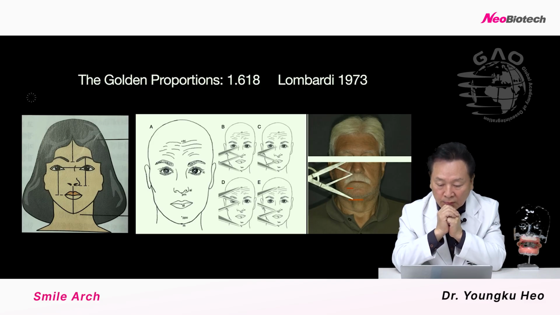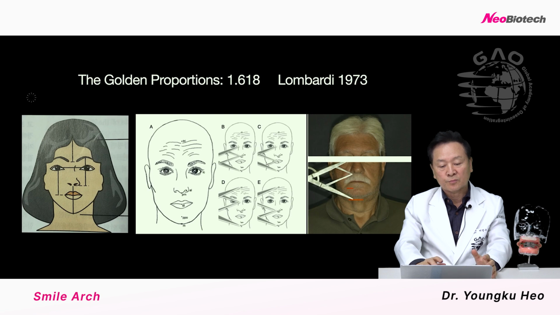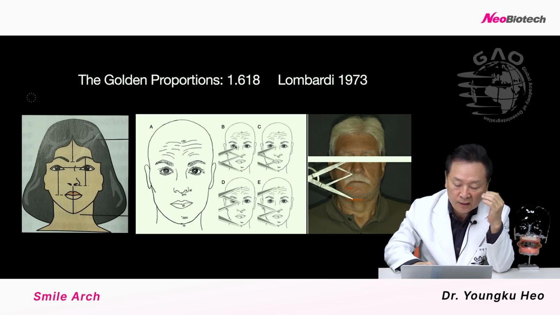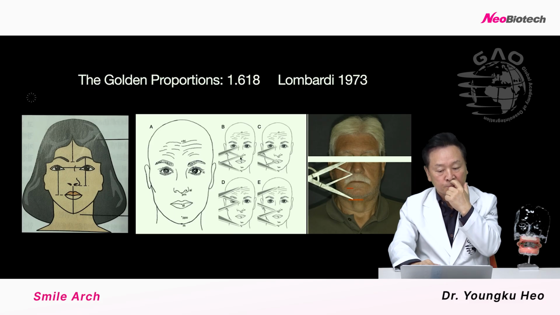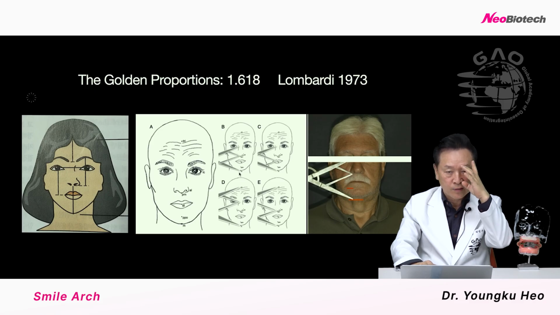As you know, Lombardi in 1973 introduced the golden proportion of the human body and also the golden proportion of the face. So you can see here we can utilize the interpupillary line, the subnasal point, and the inferior border of the mandible. There's a golden proportion from here and here and here.